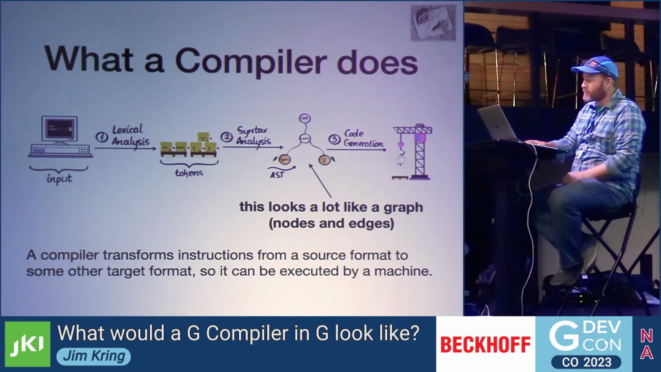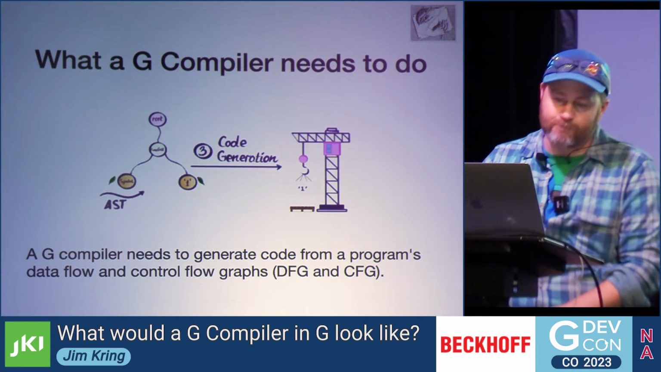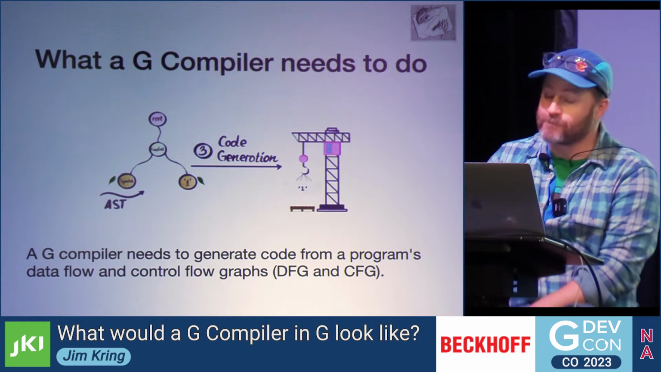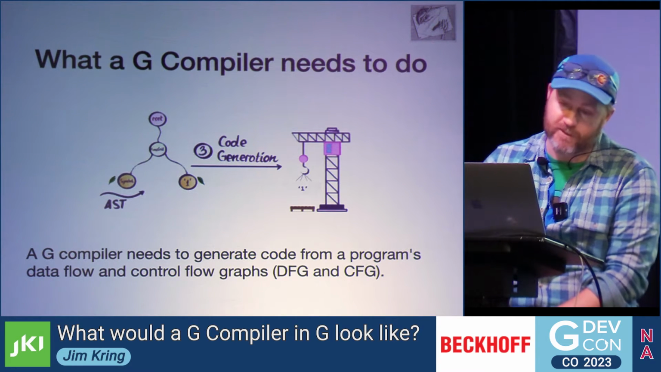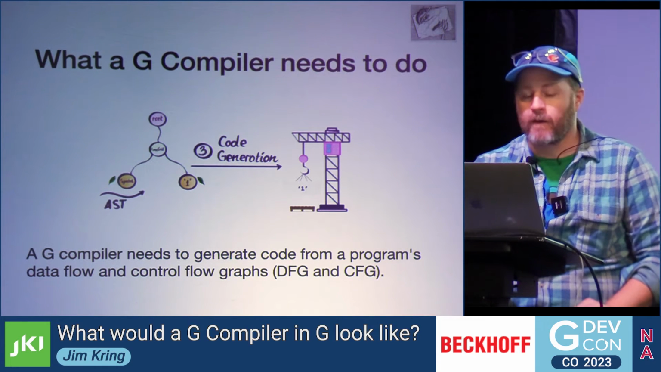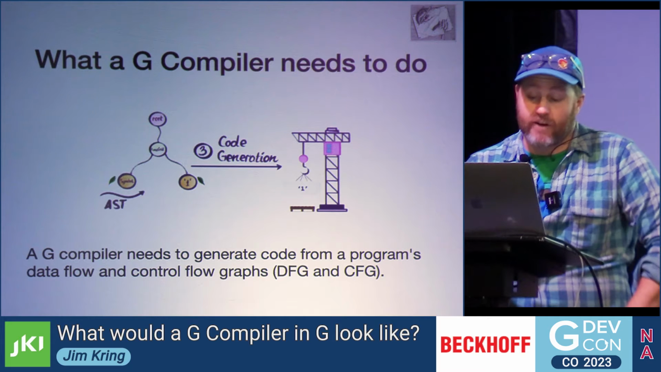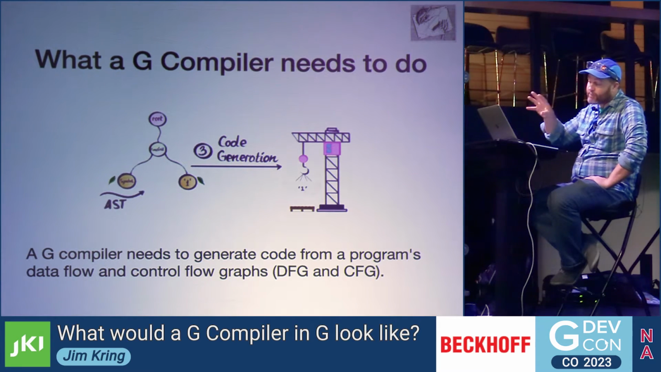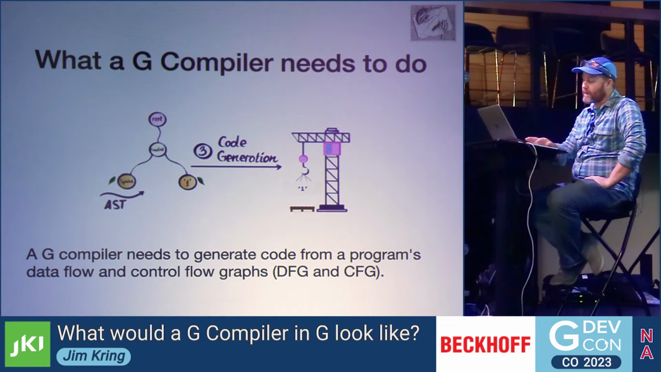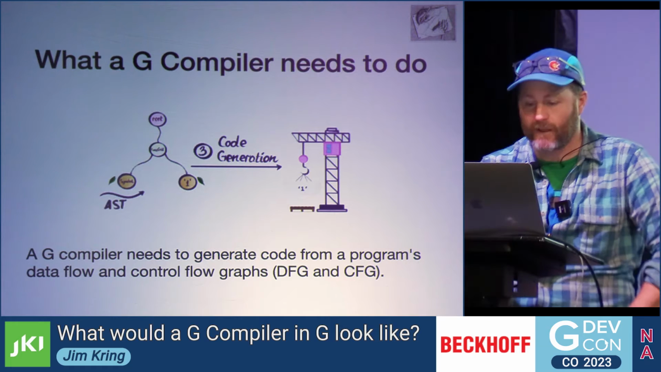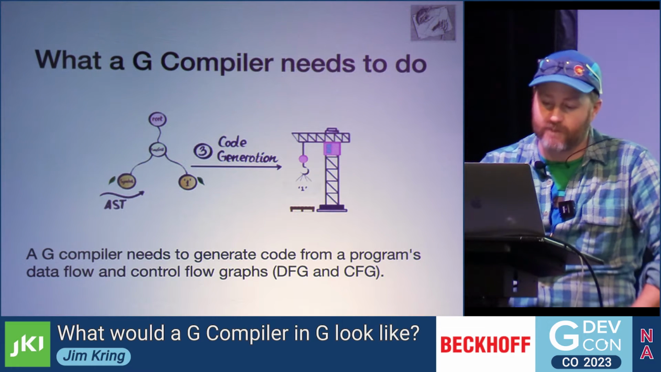Nodes, edges. So with graphical data flow, there's a lot of stuff we don't have to do to create a G compiler in G. So what does it actually need to do? A G compiler needs to generate code from a program's data flow and control flow graphs. These are commonly referred to by other acronyms in compiler lingo: DFG, CFG.